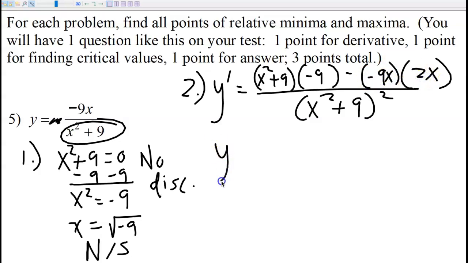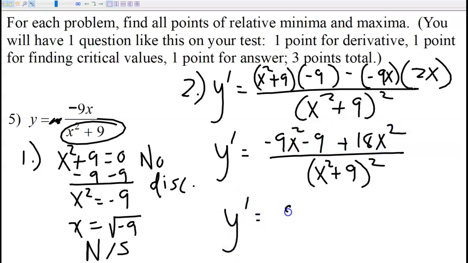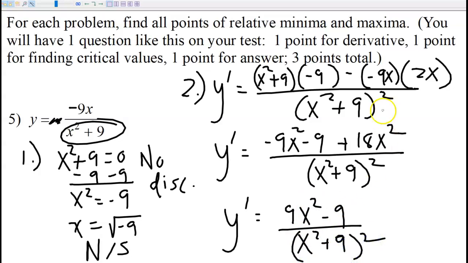All right, let's simplify it. Now, back when we were doing the mean value theorem, I simplified the bottom. That'll just be a waste of your time if you do it here. So don't do it on these problems. You can. It's just that'll be a waste of your time. It won't help. Okay, there's my derivative.